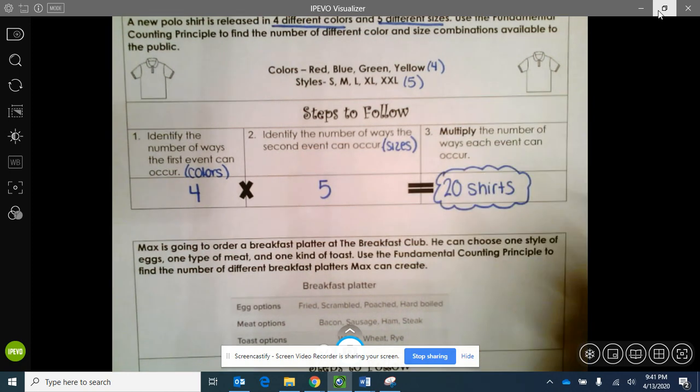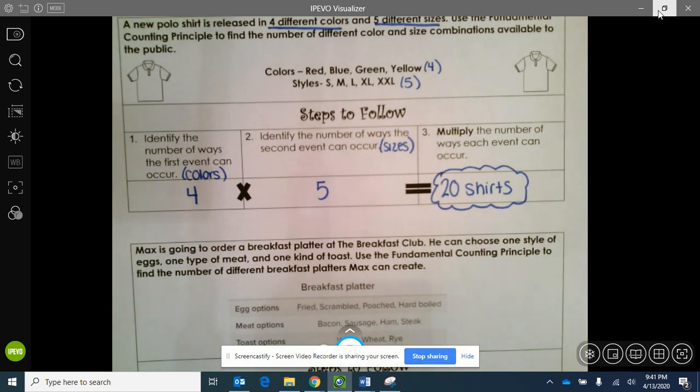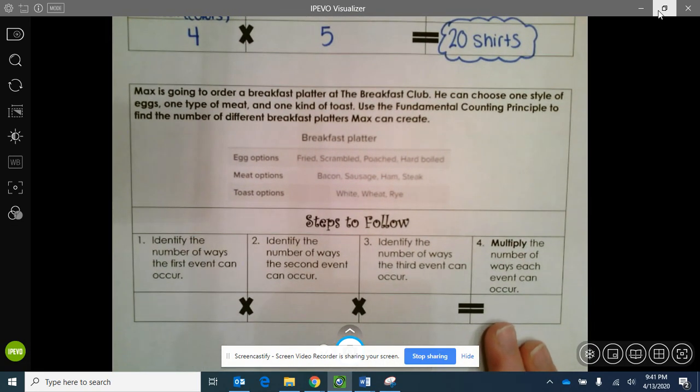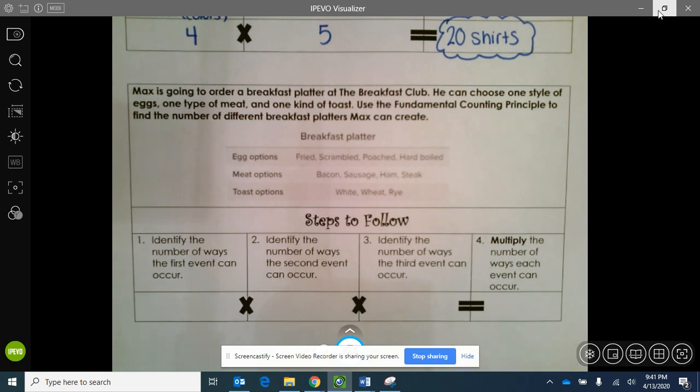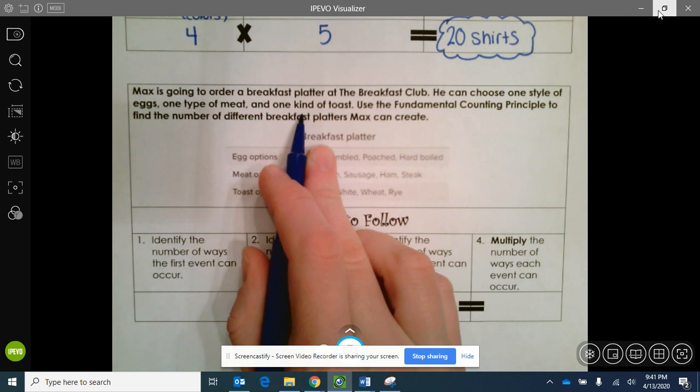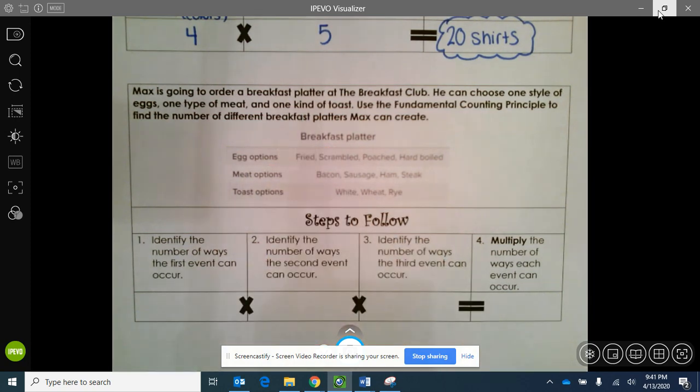So like I mentioned, this is a really quick way to figure out, okay, my total number of outcomes is 20. However, I can't see all those combinations like I did with the tree diagram. So let's look at another example here. Max is going to order a breakfast platter at the Breakfast Club. He can choose one style of eggs, one type of meat, and one kind of toast. Use the fundamental counting principle to find the number of different platters he can create.